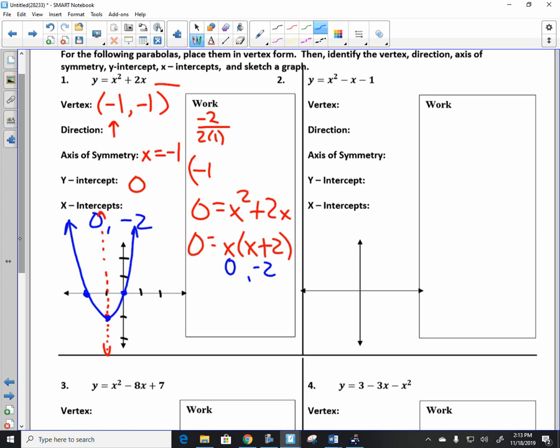We'll do one more together. What's the easy part to identify here? Direction is up. Y-intercept is negative 1. It's the number on the end. Now I find the vertex. Negative b divided by 2a. What's negative b? 1 divided by 2. So it's 1/2.